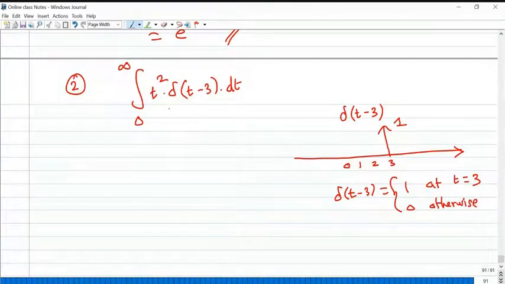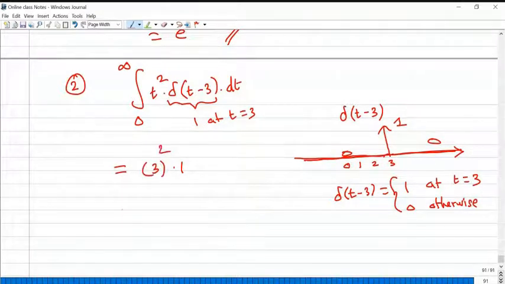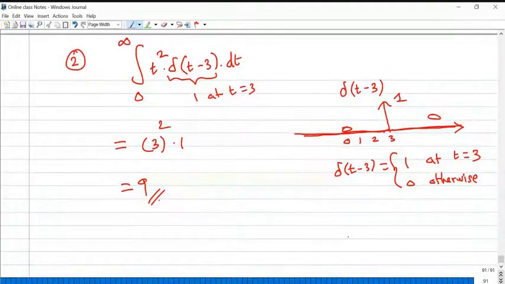Now if we multiply t squared times delta of t minus 3, the value is 1 at t equal to 3. For all other values of t, it is 0, and 0 multiplied by anything is 0. So the result of this integration: delta of t minus 3 equals 1 for t equal to 3, so t is replaced by 3. The result is 9. So one problem I'll solve; the remaining problems we can do.